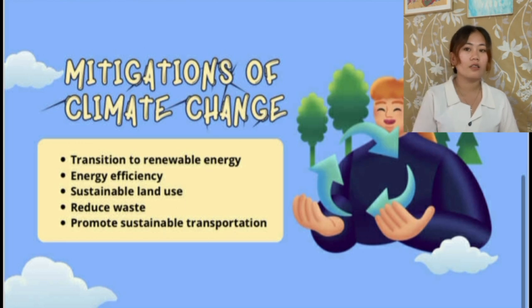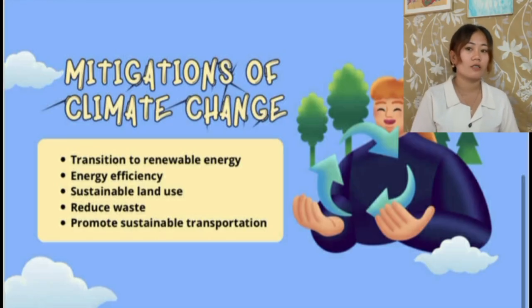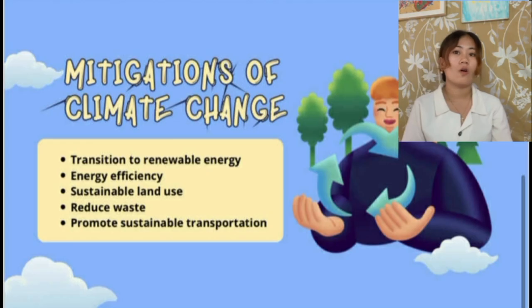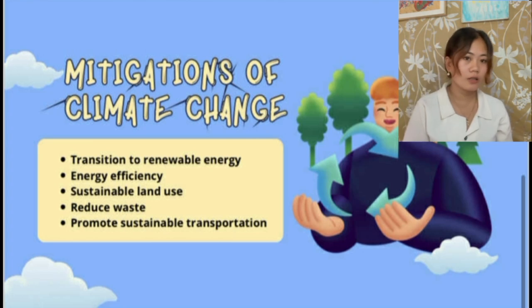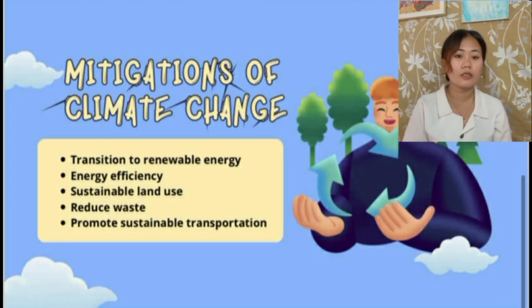And the second one is energy efficiency. So unsa ang pasabot? Using less energy to achieve the same outcome. So for example, LED bulbs, energy-efficient appliances, building insulation. So ang benefits ani is reduced energy consumption, save costs. The third one is sustainable land use. So what is it? Managing land to maintain productivity and ecosystem services. So for example, reforestation, sustainable agriculture, conservation of natural habitats. So ang benefits niyan is sequesters carbon, preserve biodiversity.